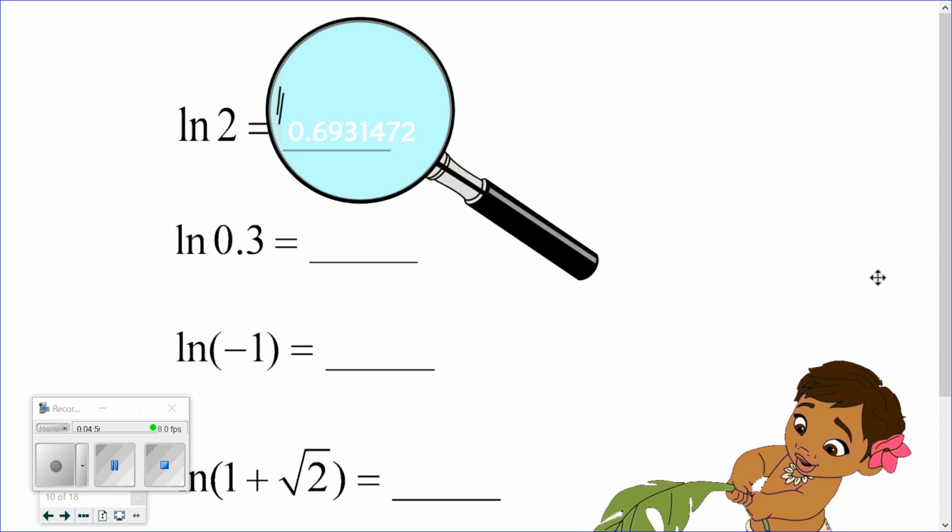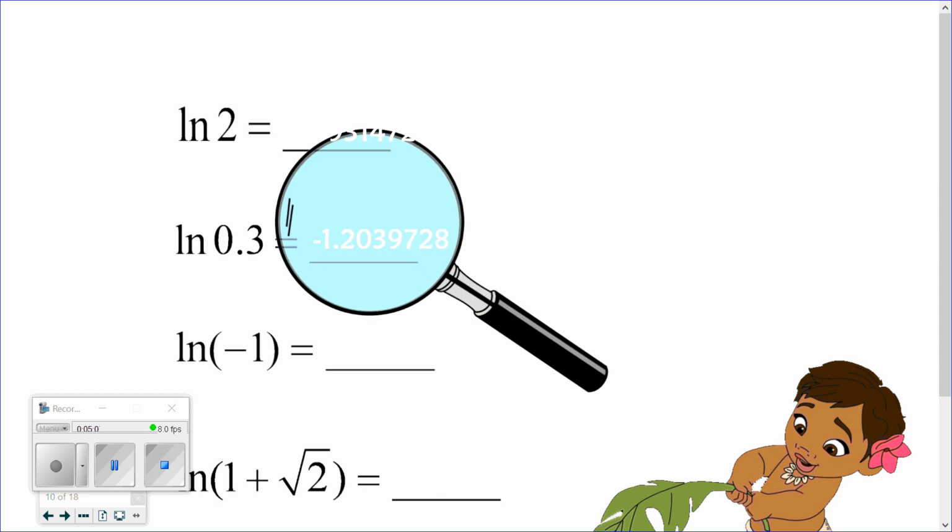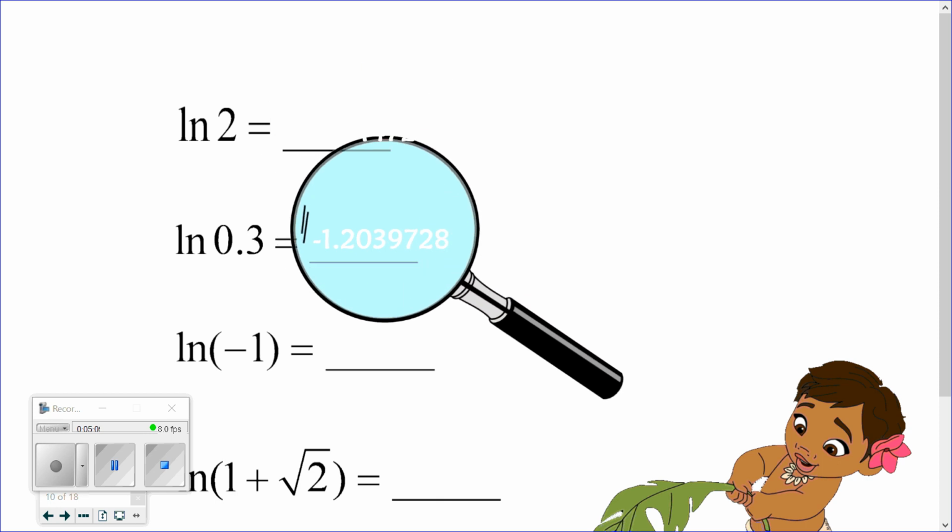It's asking you e to what power equals 2. That's what it's asking you. But we can just hit the natural log button. All right, what about natural log of 0.3? Negative 1.20397, and so on.